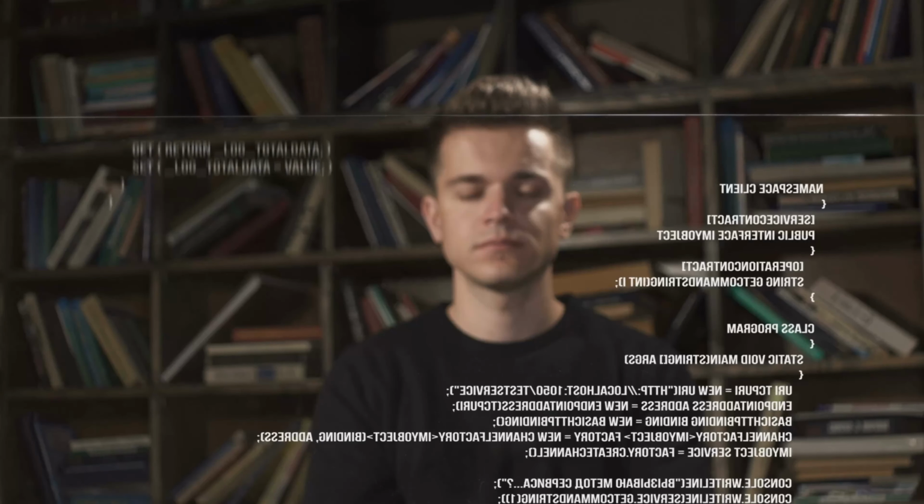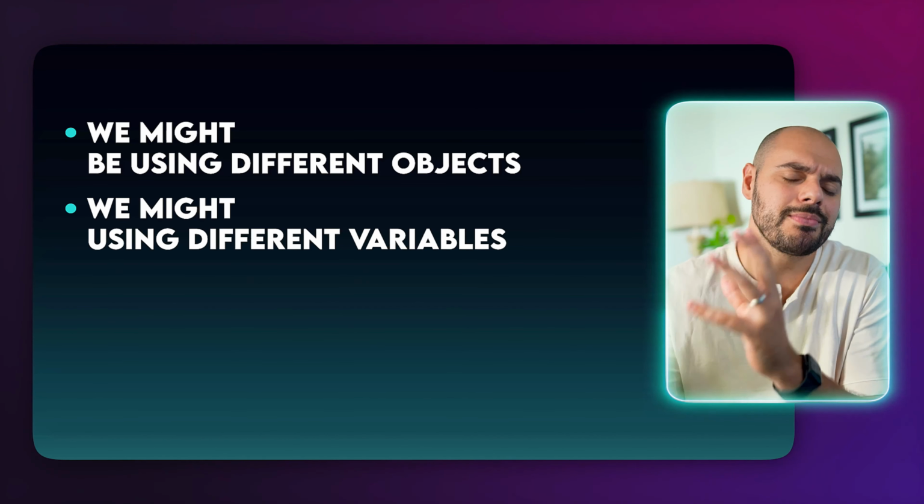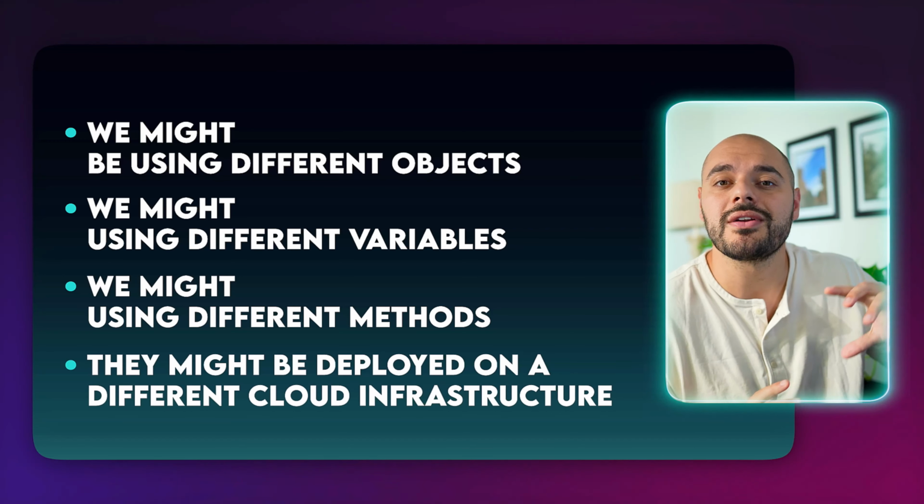So a lot of problems within multiple different projects are going to be very similar in nature. We might be using different objects, different variables, different methods, they might be deployed on a different cloud infrastructure, but the problem could remain the same, whether that's a null value, we're trying to extract data from a string that doesn't have any values in it, or we're throwing an exception when trying to export files. These are different scenarios that could be very similar in nature among multiple projects. So being able to identify and remember these patterns can save time and provide quicker solutions for you in the future.